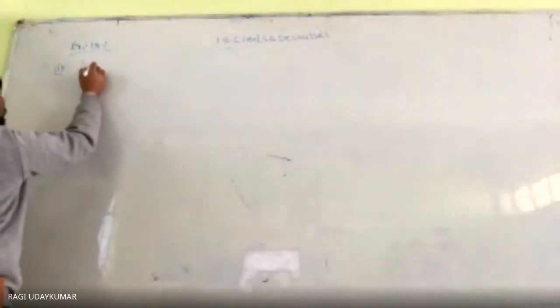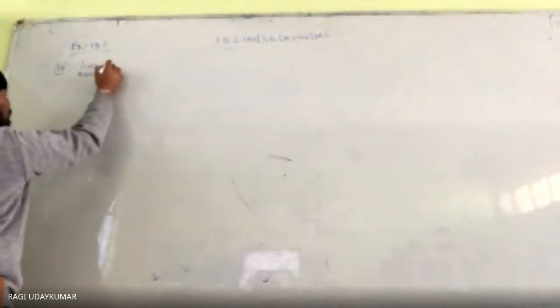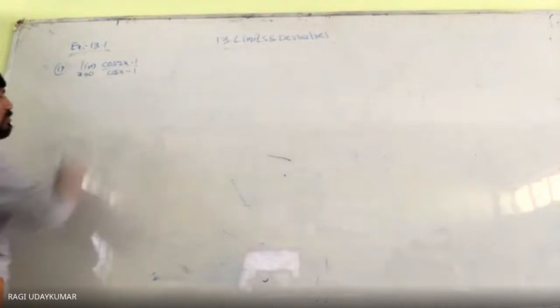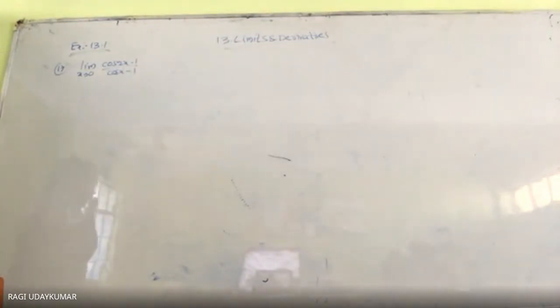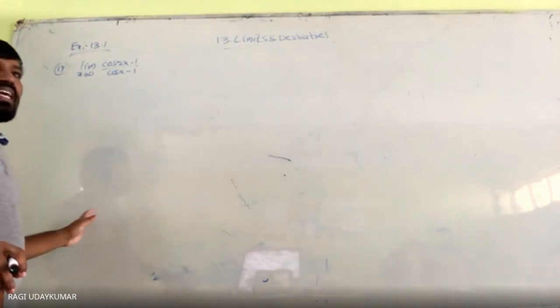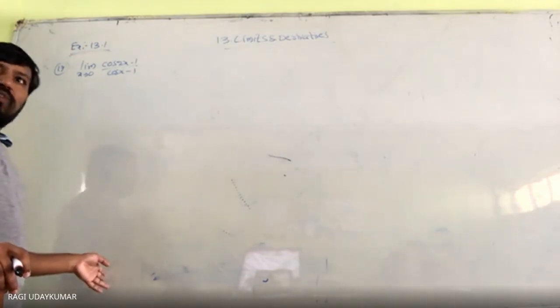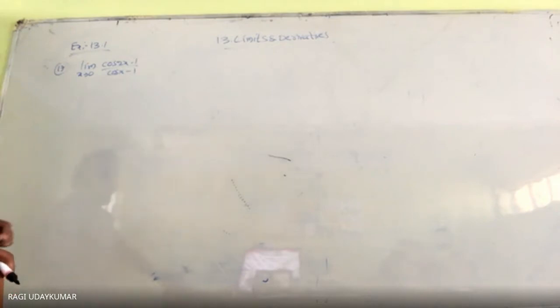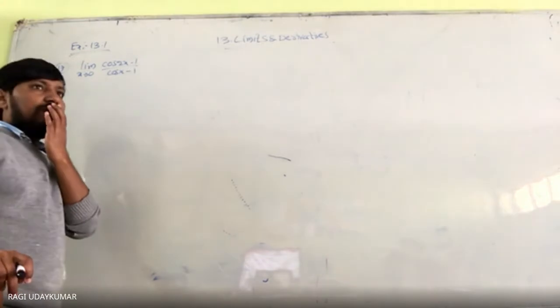So the 17th question is the limit as x tends to 0 of (cos 2x minus 1) by (cos x minus 1). Actually, you have the limit as x tends to 0 of sin x by x equals 1. That is the main formula you need to use here.